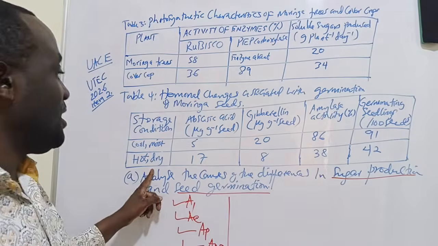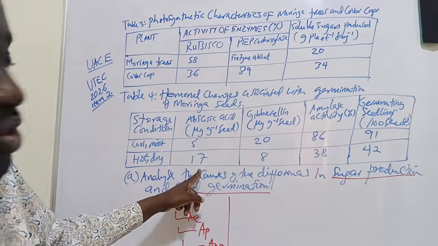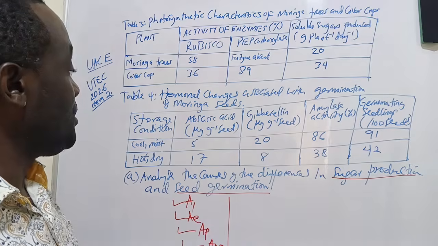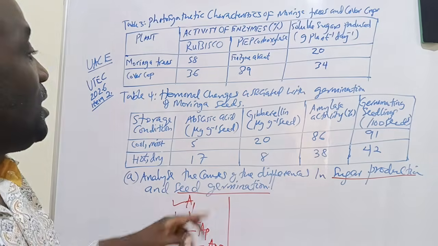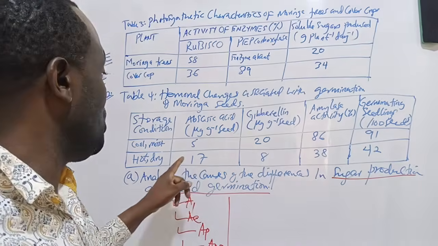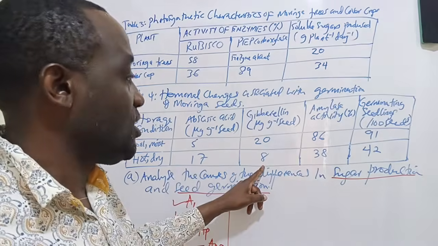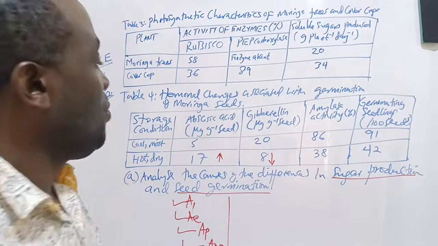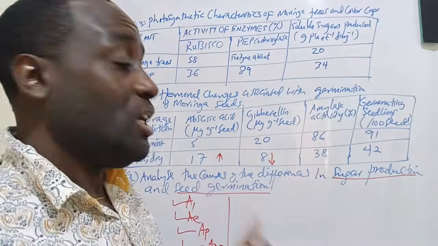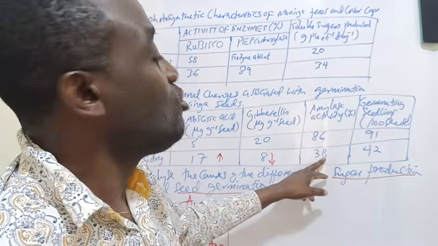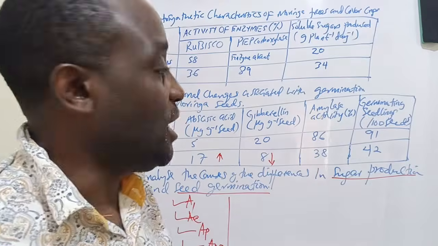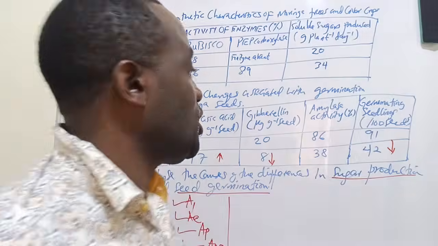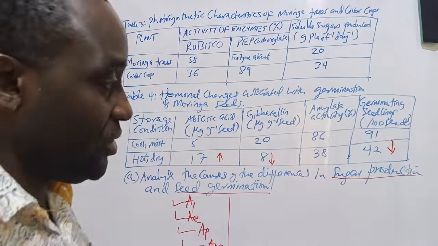But during hot dry, abscisic acid is 17. That one should tell you that abscisic acid is more soluble in water than gibberellic acid. Now, you see, it is 17. What happens when abscisic acid is 17 under hot dry, gibberellin is 8. You see, it has reduced. When abscisic acid increases, gibberellin lowers. Remember this substance promotes seed dormancy. Amylase activity is decreased. Look, it drops rapidly from 86% to 38%. Consequently, seed germination lowers from 91 to 42, from 91 to 42 per 100 seeds. What does it mean?